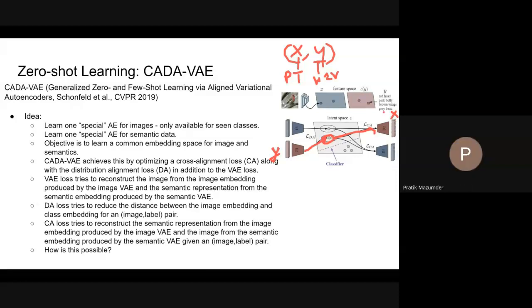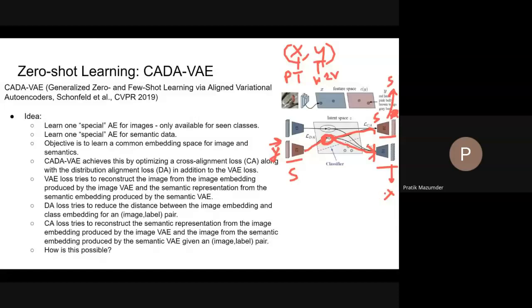We don't get X from here. See, this E2 and D2 are for semantics. So the encoded information is a semantic vector. The decoded information is also a semantic vector only. What we do is take this encoded version of the semantic vector and pass it to the image decoder. The image decoder is used to taking a vector as an input and producing an image as an output.